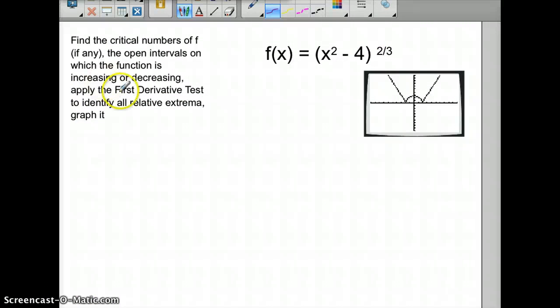All right, try this one. Find the critical numbers of f, if any. Find the open intervals in which the function's increasing or decreasing. Apply the first derivative test, and then identify all relative extrema and then graph it.